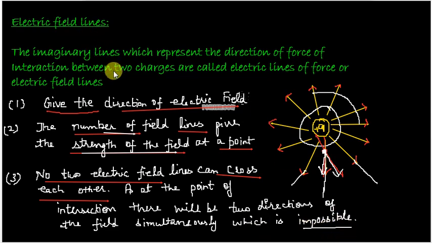And as the last property, you can also write, which we have already discussed, that electric field lines start from a positive charge and end at a negative charge, which you can also show by drawing.